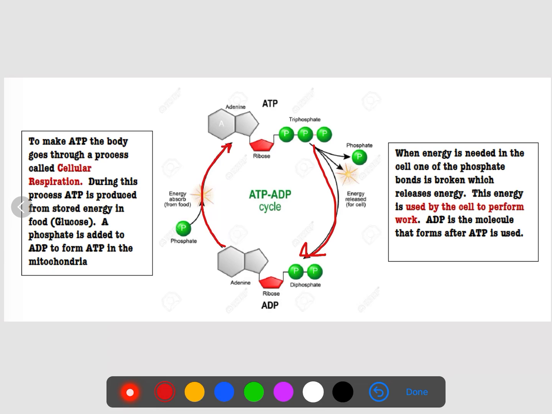So again, ATP is used by the cell to perform any sort of cellular work. ADP is then restored back to ATP during cellular respiration. So this is the first part of topic 4. Hopefully this helps you out with ATP, and remember that it is a very important molecule in biology.